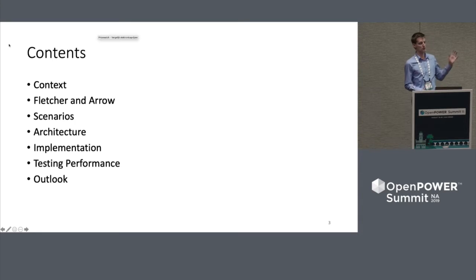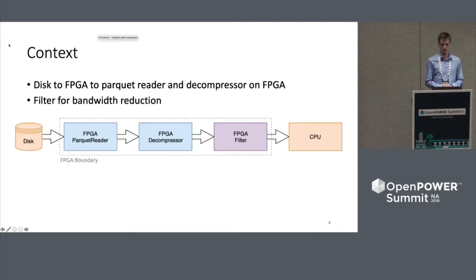A little bit of an overview of what I want to talk to you about today. I want to give a little bit of context on why I did what I did. Then I want to give a very brief point to what Fletcher and Arrow are and what they do, and a couple of usage scenarios. After that I want to talk more about the architecture, implementation, and how we tested these. And we'll end with a little bit of an outlook.